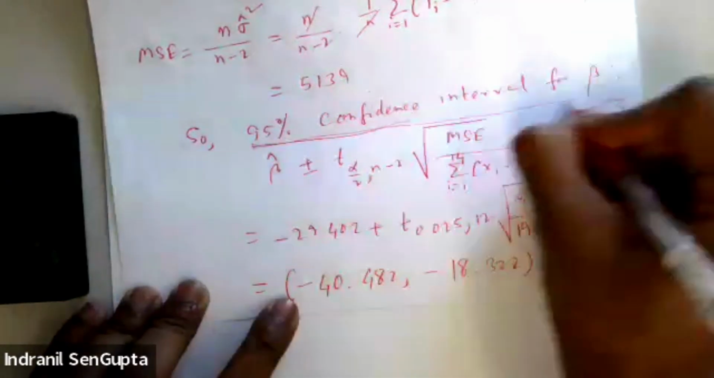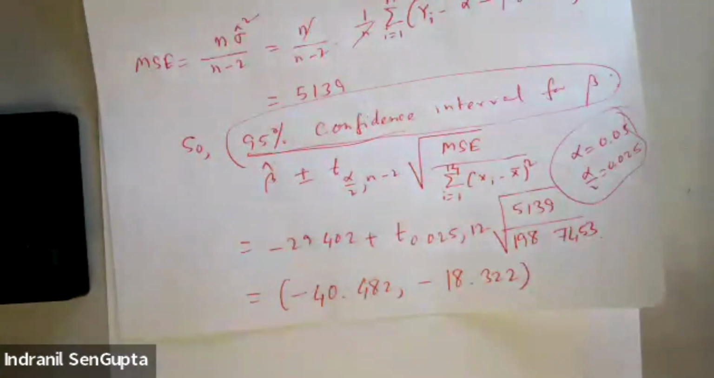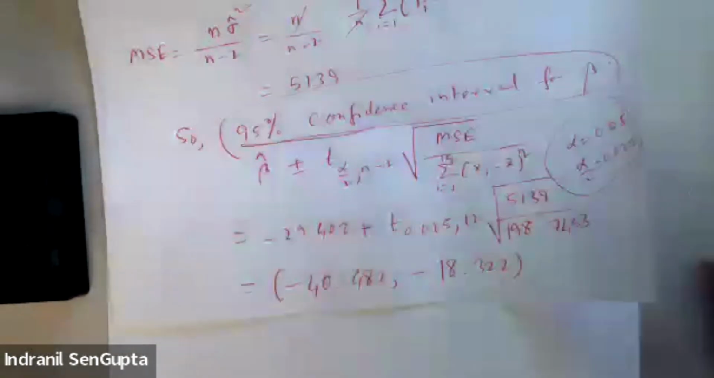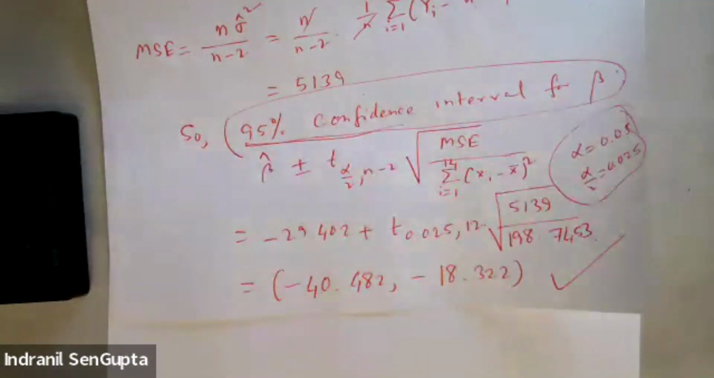So this is the 95% confidence interval for beta. And beta, if you recall, is the slope of that straight line. So what we are really getting is that we can be 95% confident that the average price of the fish meal decreases between $18.322 and $40.482 per ton for every 1 unit increase of the fish. So that's the conclusion.